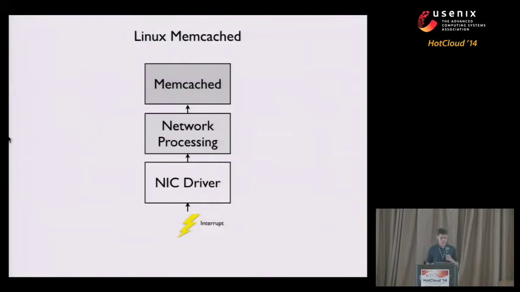There's this process of an interrupt, a network device driver, network processing, and then finally get to memcached. And this is really only half of it. Normally memcached also sends a reply out. But there's a lot of inefficiencies in the way that this is actually done.